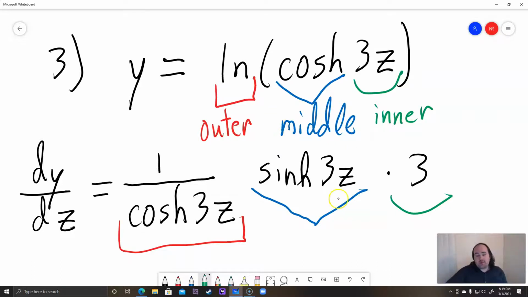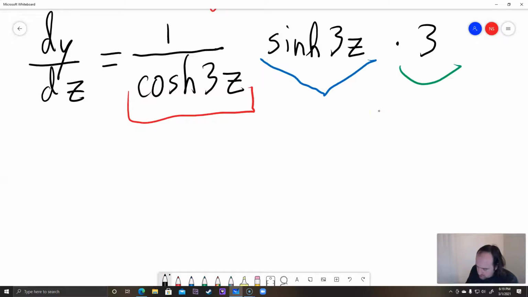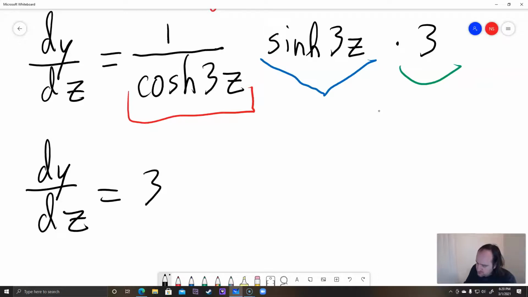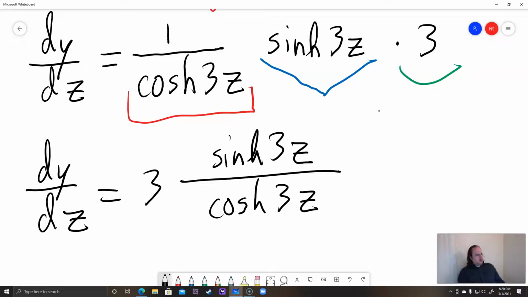Okay, and then of course we can simplify this a bit. So this 3 we can bring out front. Okay, so now we have dy dz equals 3 times, well, in the numerator we have sinh of 3z, and then in the denominator we have cosh of 3z. Well, let's see here. Sinh over cosh. Doesn't that sound an awful lot like sine over cosine? Well, remember, sine over cosine with regular trig functions is actually tangent.